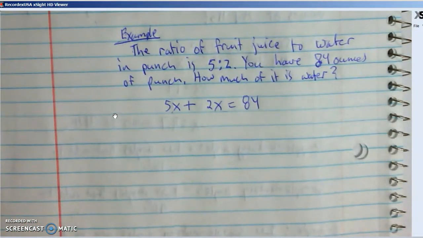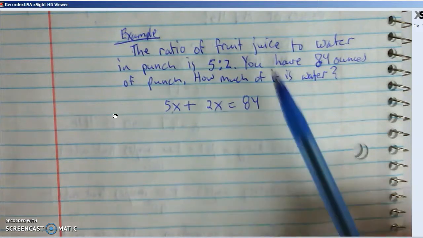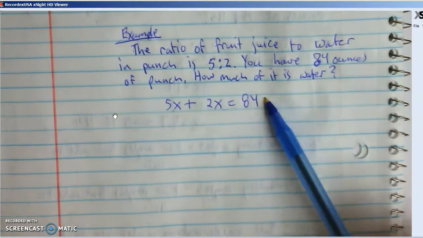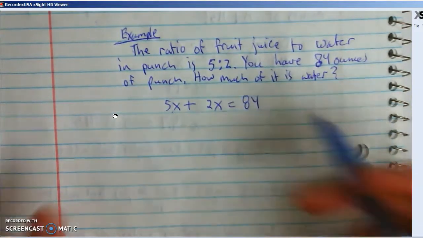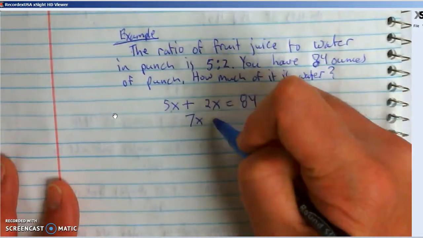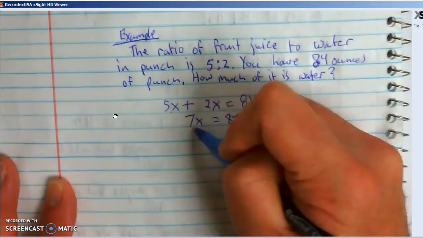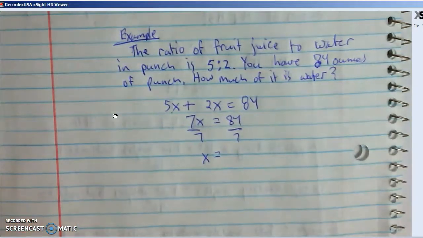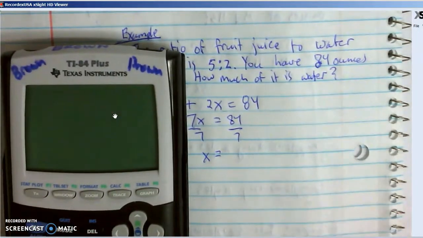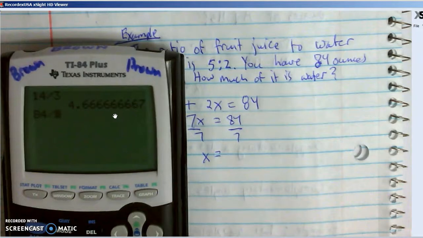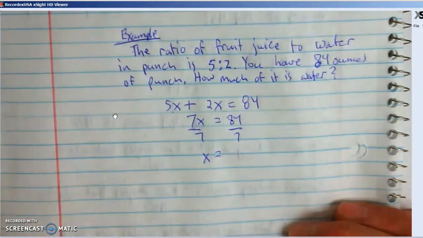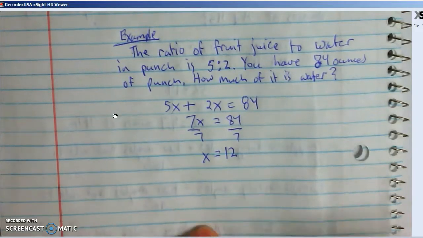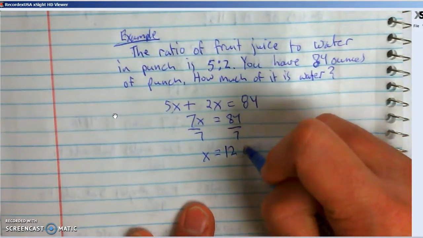Does everybody understand the trick there? So we just take whatever that ratio is, and then we put x's next to it, and then we add them up to the total, okay? Then we get 7x, and that's equal to 84. We divide both sides by 7. And our answer is going to be 84 divided by 7, which we'll do right here. And 84 divided by 7 is 12. So x is going to equal 12. And that's 12 ounces of water.